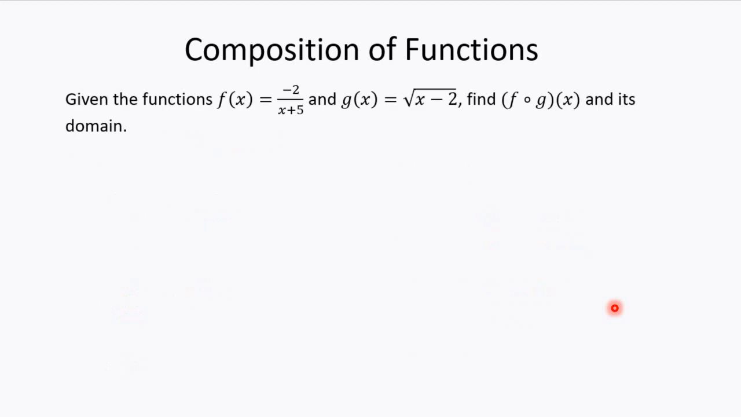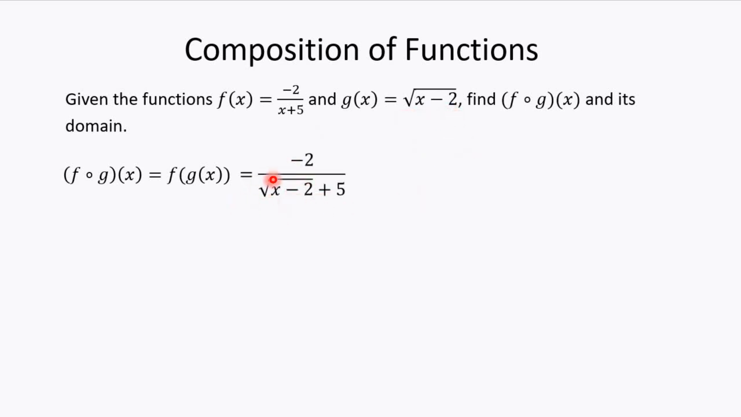Now let's talk about the domain of a composition. Here we're given the functions f of x and g of x. We're asked to find the f of the g of x and its domain. Well, the f of the g of x is what I get when I plug the expression g of x into the function f. So I'm going to take this expression here and I'm going to replace x with the square root of x minus 2, which is what I have here.